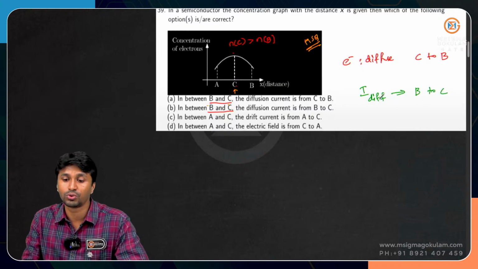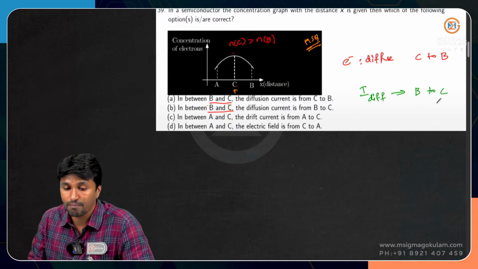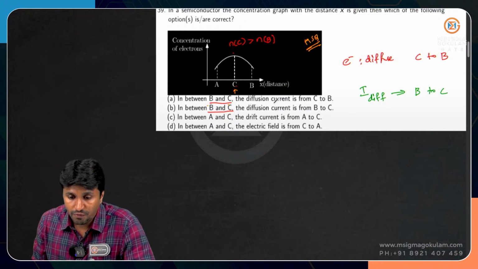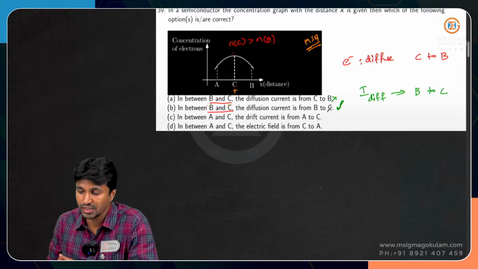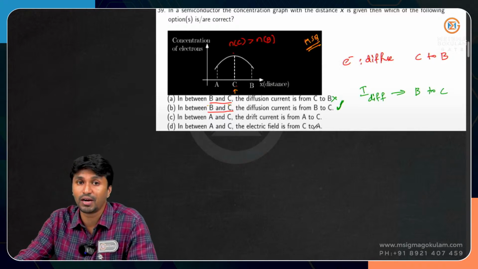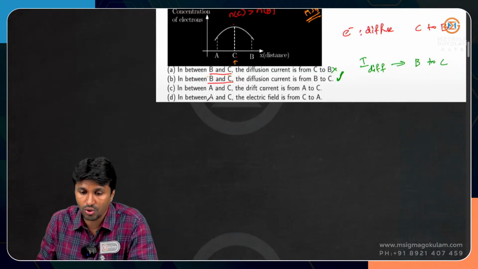The current due to this diffusion of electrons will flow from B to C. So look at this one, the diffusion current is from B to C, yes. This is the correct answer. This is a multiple select question, so you should also look at the other two options.